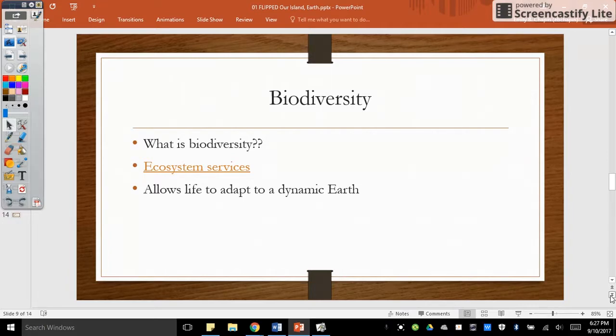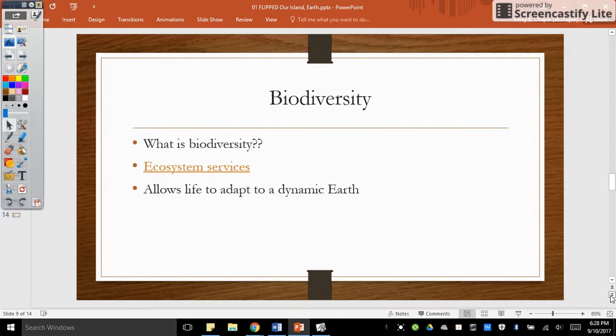Ecosystem services are going to provide natural services to humans without any economic price. So they're completely free, like the purification of water in a forest or air, or even a honeybee pollinating an almond plant.